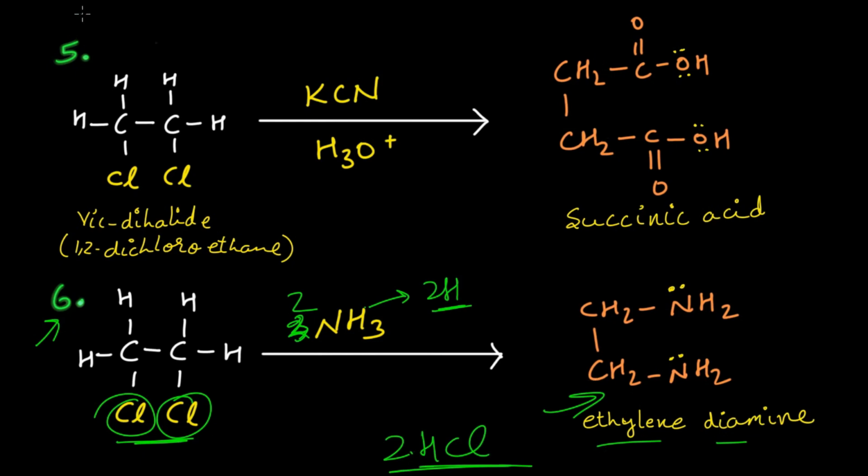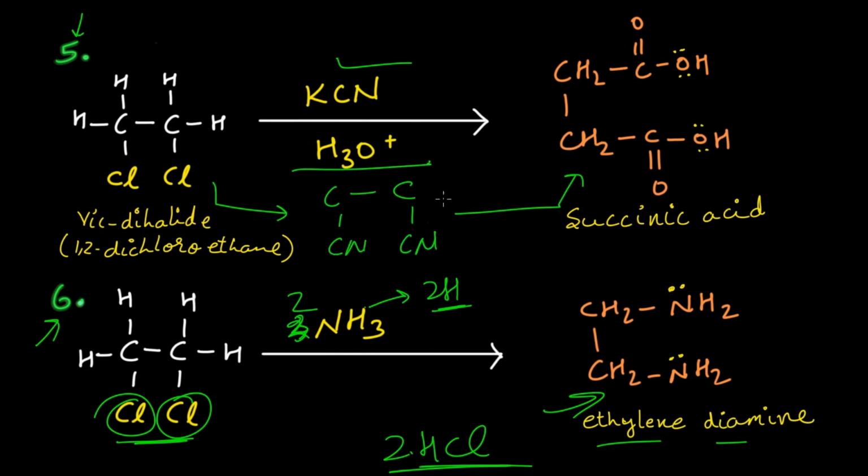Now this is a little bit difficult reaction. First, when VIC dihalide is treated with KCN, these two chlorine atoms will be replaced by CN. And when this undergoes hydrolysis, that is H3O+, you will get two carboxylic acid groups attached to the carbons, and the final product is going to be succinic acid. So that's how this reaction takes place.